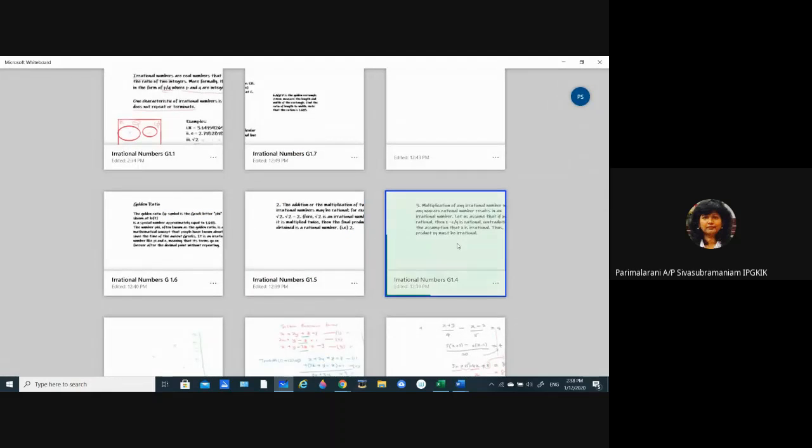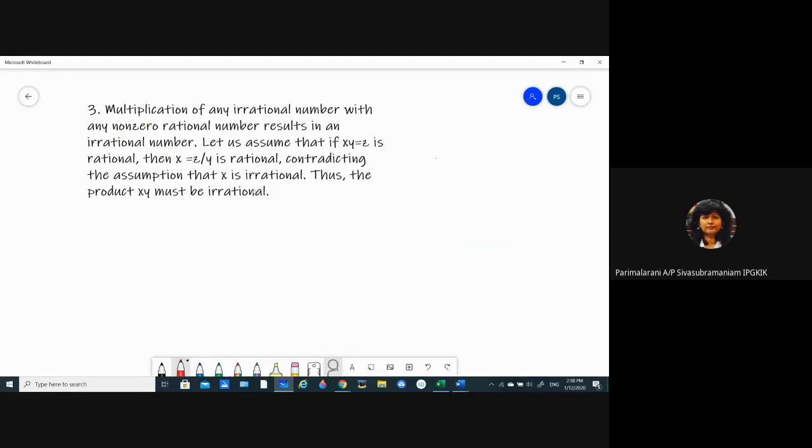Okay. So the next property is the third property of irrational numbers. Multiplication of any irrational number with a non-zero rational number results in an irrational number. If we don't look at the word non-zero, it is just the same as addition. Multiplication of any irrational number with a rational number results in an irrational number. So let us assume that x, y, z is rational.